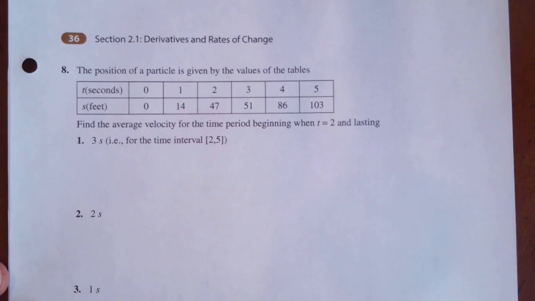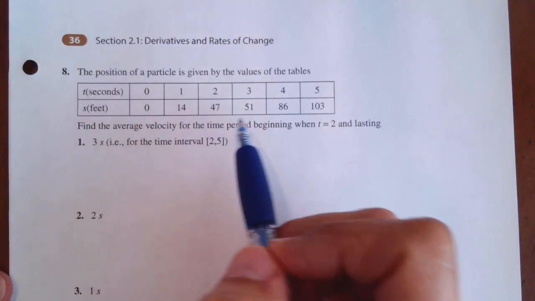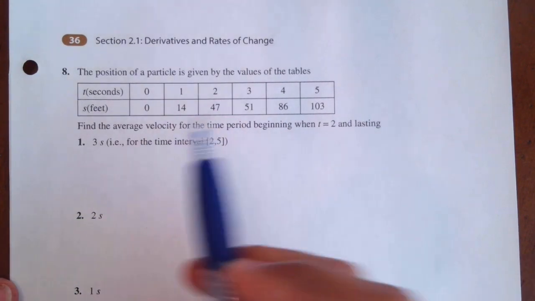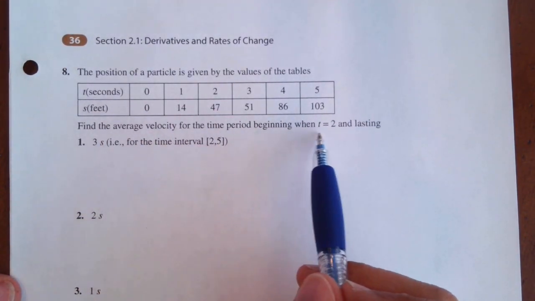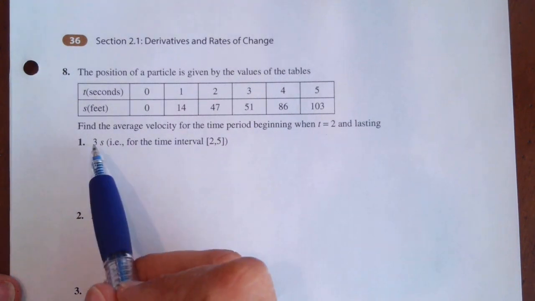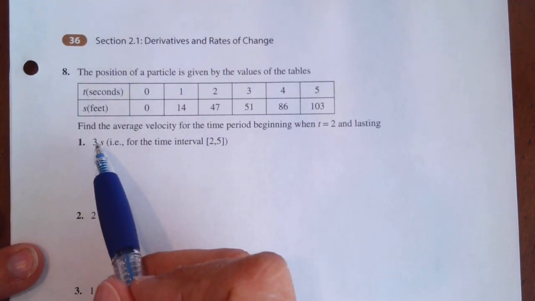So this says we have the position of a particle given by the values in the table. So we already have our x and our y values, so we don't have to figure out anything else. We're going to find the average velocity for the time period beginning when t is 2 and lasting for 3 seconds. So this is WebWorks, so please read that question carefully.